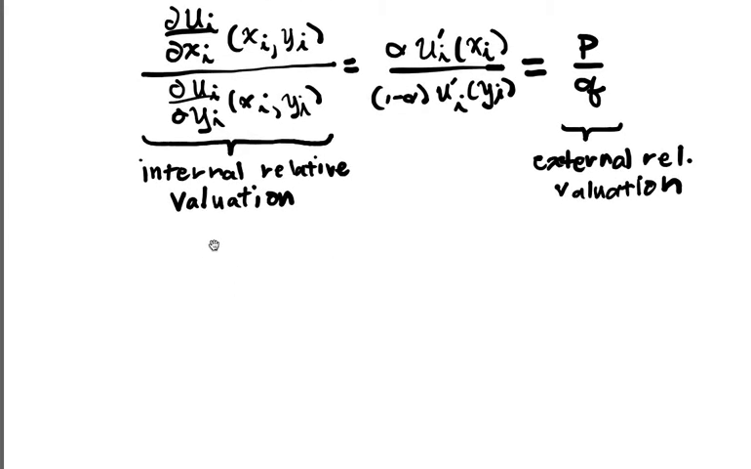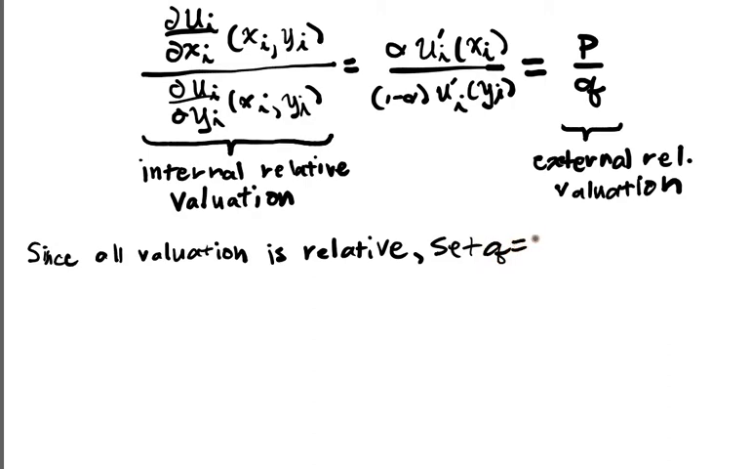So using this, first we want to do some simplifications so that we have a system of equations, right? Since all valuation is relative, of course, we just set Q equal to 1, so we eliminate one of our variables in the system. Then we have a system of 6 equations.